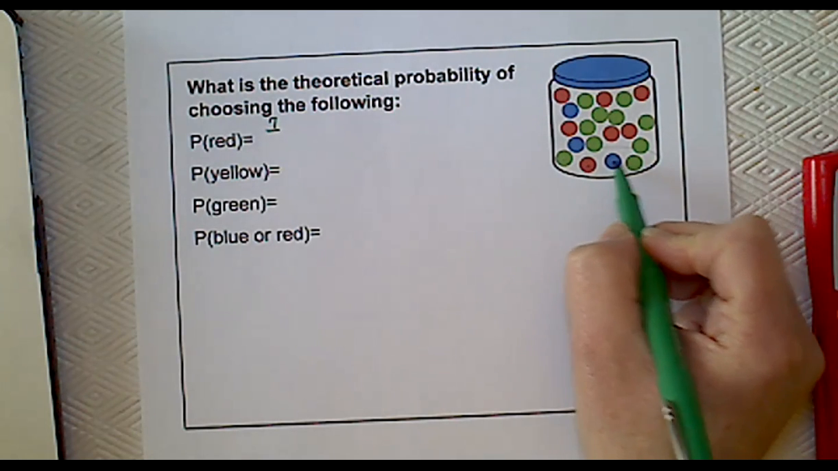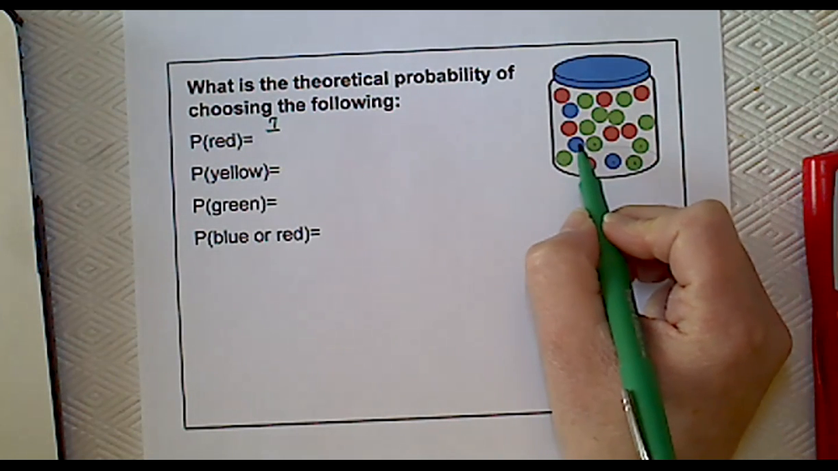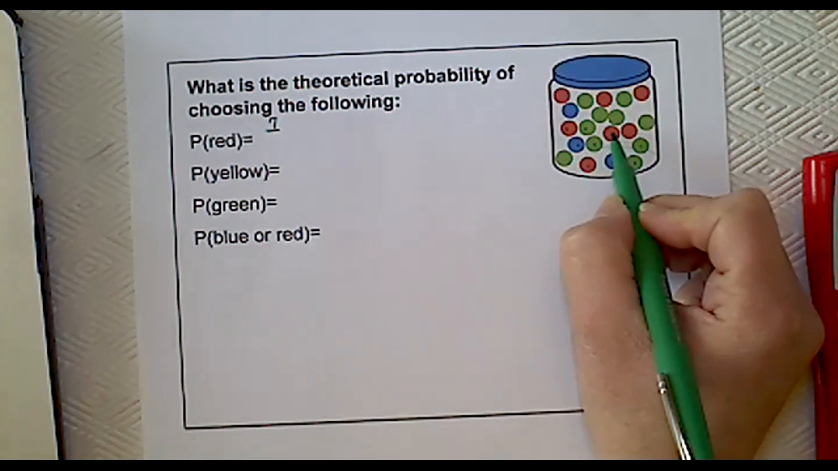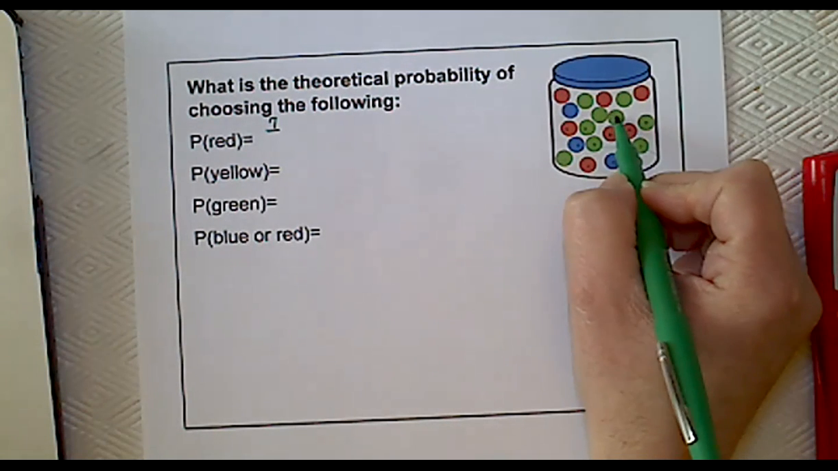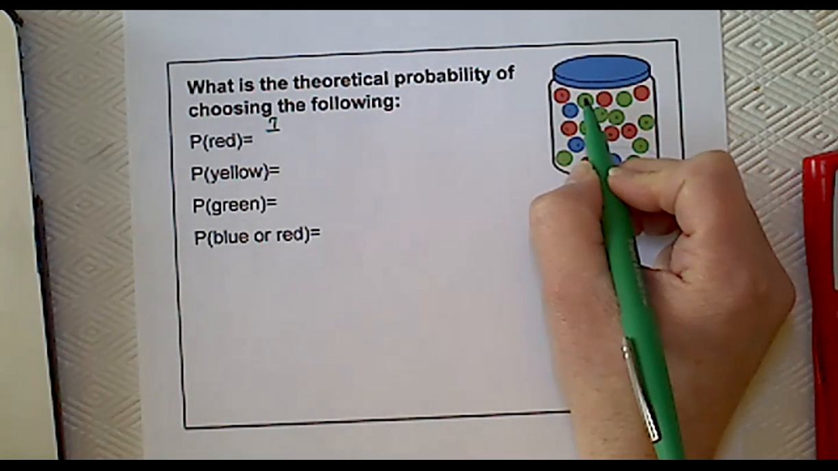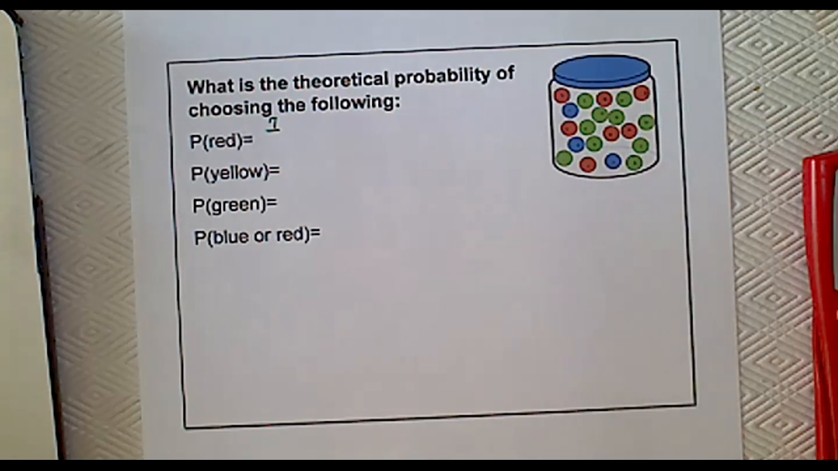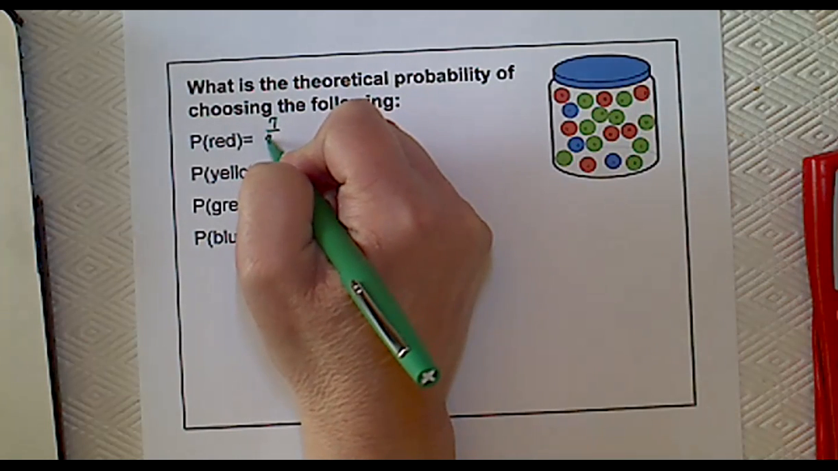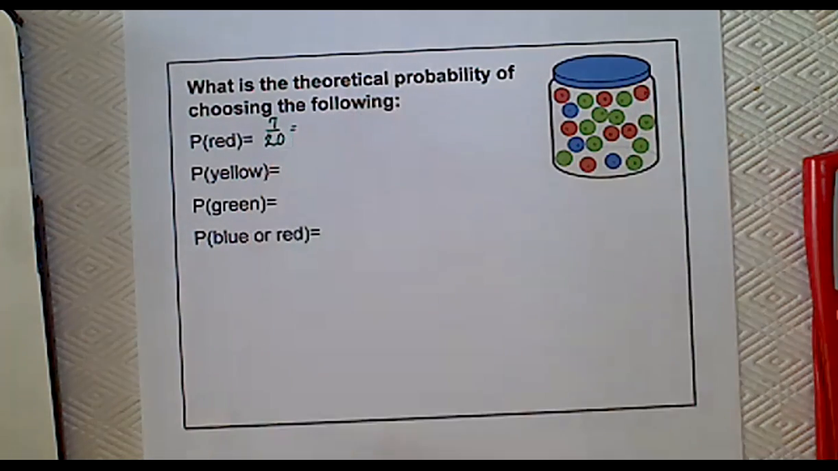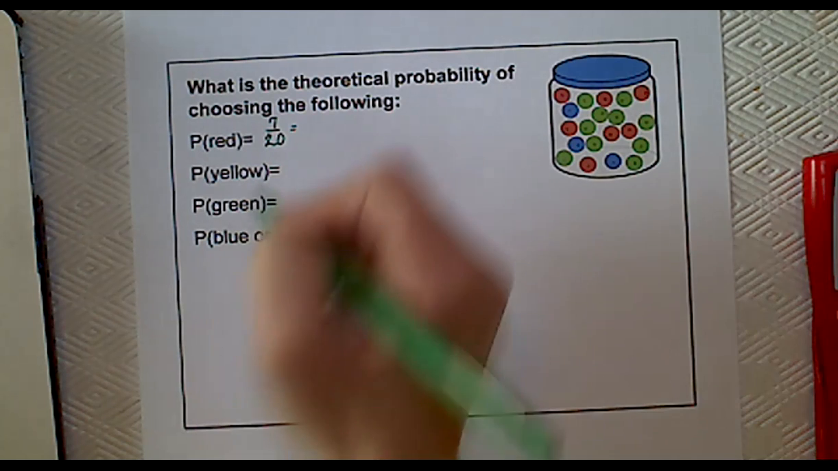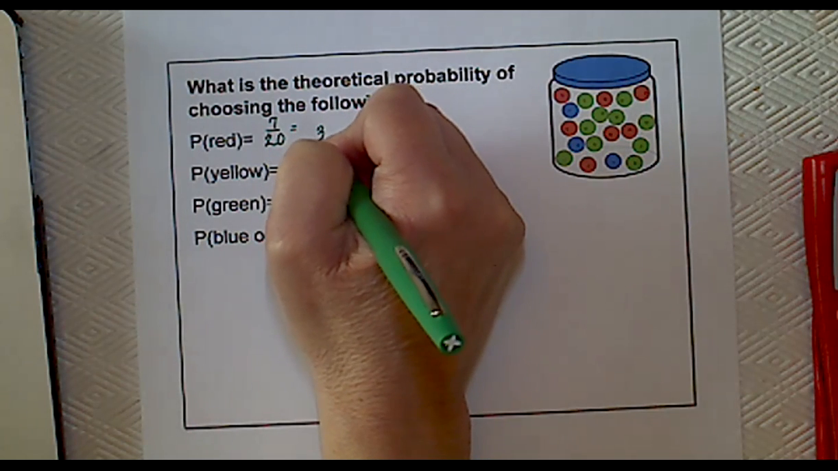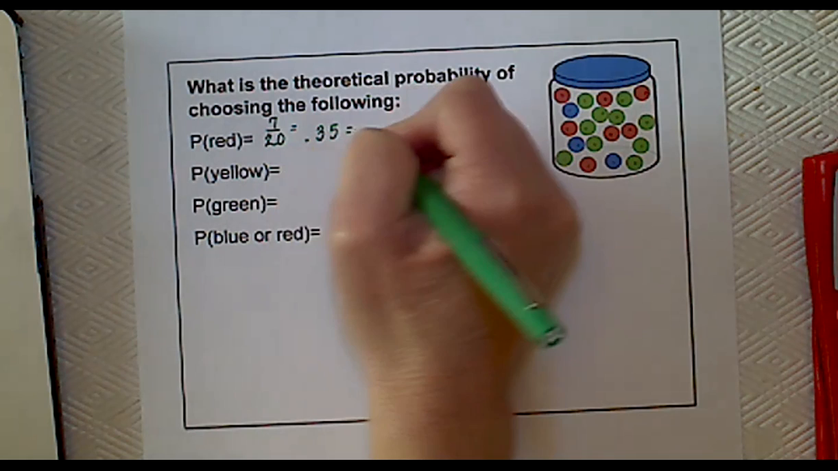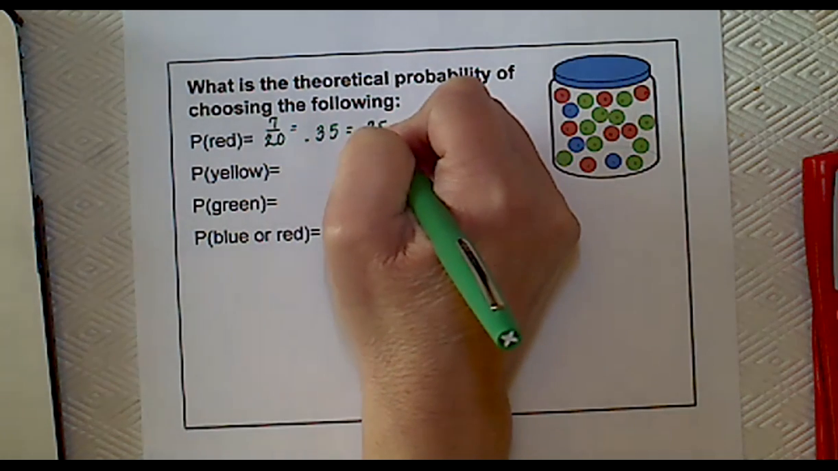1, 2, 3, 4, 5, 6, 7, 8, 9, 10, 11, 12, 13, 14, 15, 16, 17, 18, 19, and 20. So we have 20 marbles in our jar. And again, we practice turning that into a fraction, which it is, into a decimal, which is 35 hundredths, and as a percent, which is 35%.